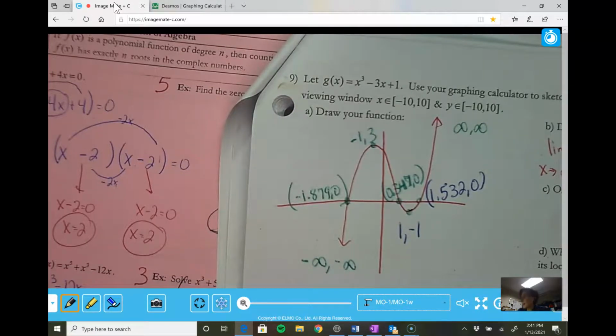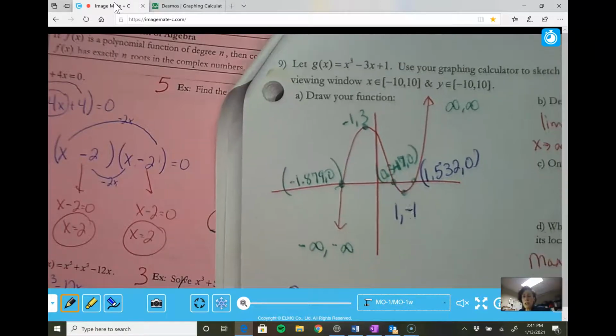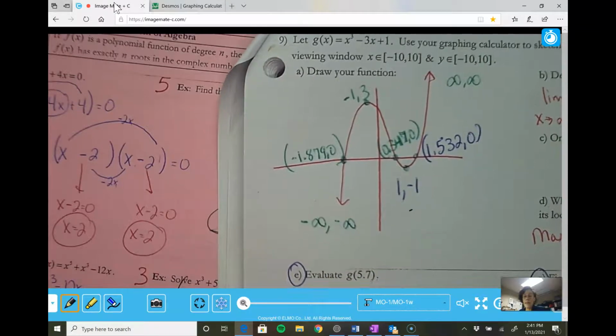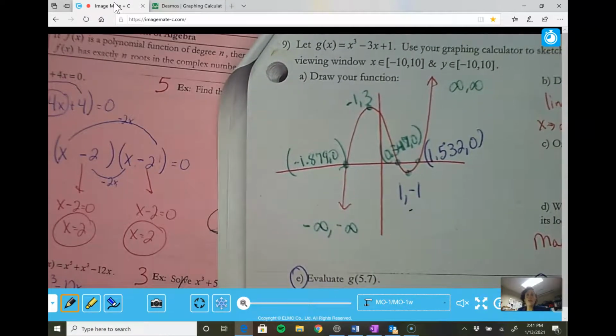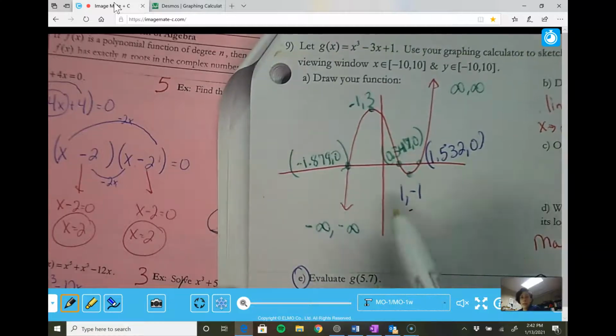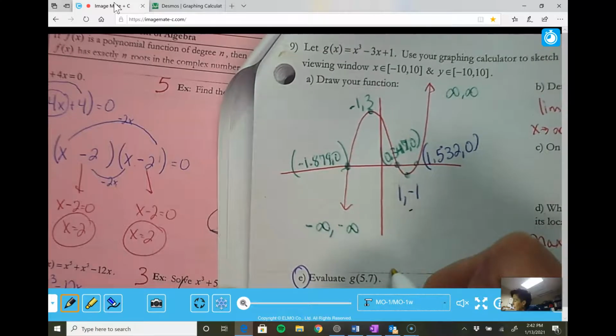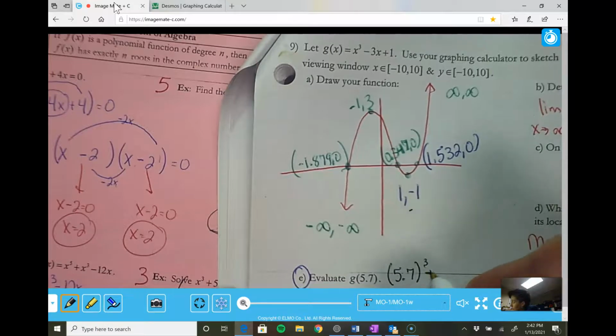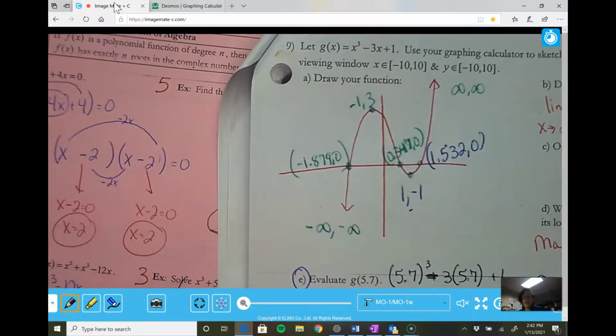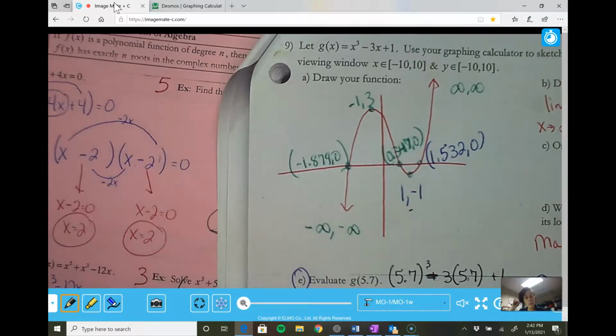Then what we did as a class is we checked out problems E, G, and F. Let me show a little bit of E right now. It says evaluate g of 5.7. So that means x is 5.7, and there's the long way of doing it and the fast, Desmos way of doing it. The long way is I would go to the equation at the top and put 5.7 in: 5.7 cubed minus 3 times 5.7 plus 1. Notice when I put 5.7 on paper, I always wrap it in parentheses, and then I could type this into my calculator and get the answer.